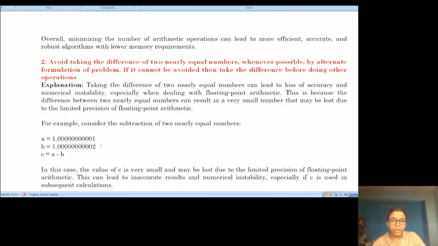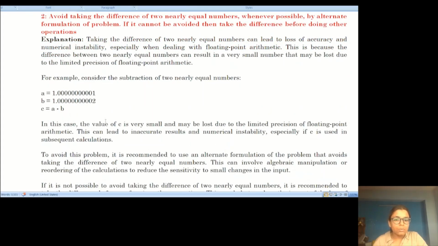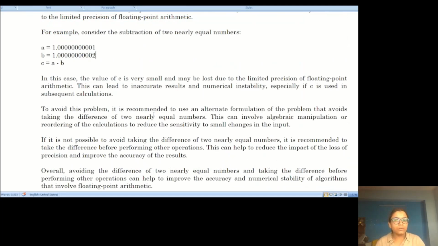And so, to avoid this problem, it is recommended to use an alternate formulation of the problem that avoids taking the difference of two nearly equal numbers. This can involve algebraic manipulation. I mean, you can manipulate or reorder the calculation to reduce the sensitivity to small changes in the input. If it is not possible to avoid taking the difference of two nearly equal numbers, it is recommended to take the differences before other operations.